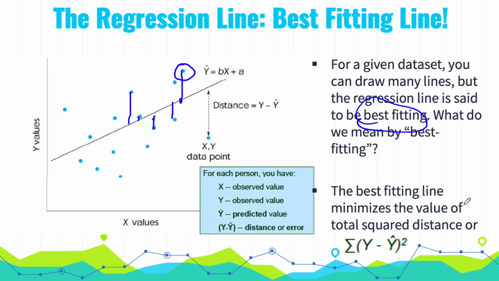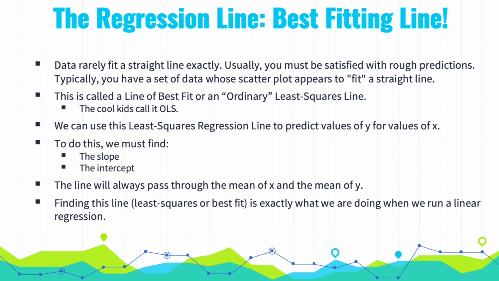Mathematically, we say the best fitting line minimizes the value of total squared distance. I know this might take a little bit of time to sink in, but just really focus on this definition for your upcoming exam. We want to minimize the value of total squared differences between observed and predicted values. Remember, data rarely fit in a straight line exactly. Usually you must be satisfied with rough predictions in statistics. It's a way of life.